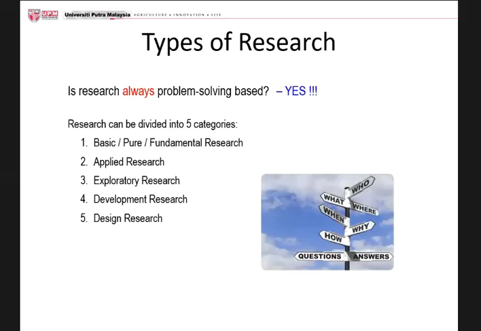And then research can be divided into 5 categories. First, fundamental research, pure research, basic. Then you've got applied research, exploratory research, development research, design research. If you use ChatGPT, you can get more. This may be the common one that many PG students are doing.